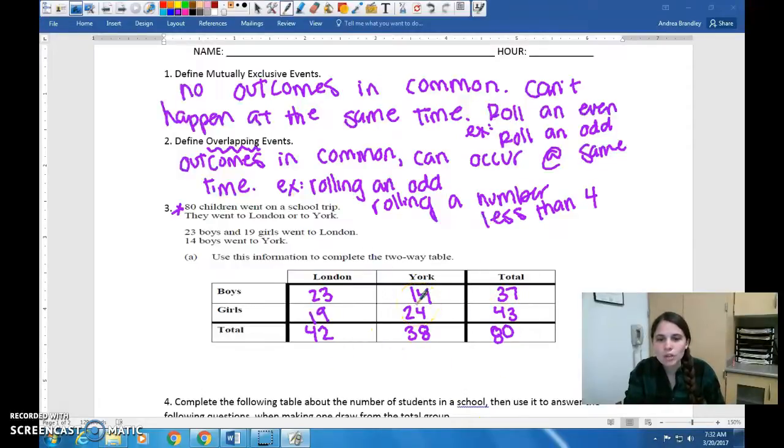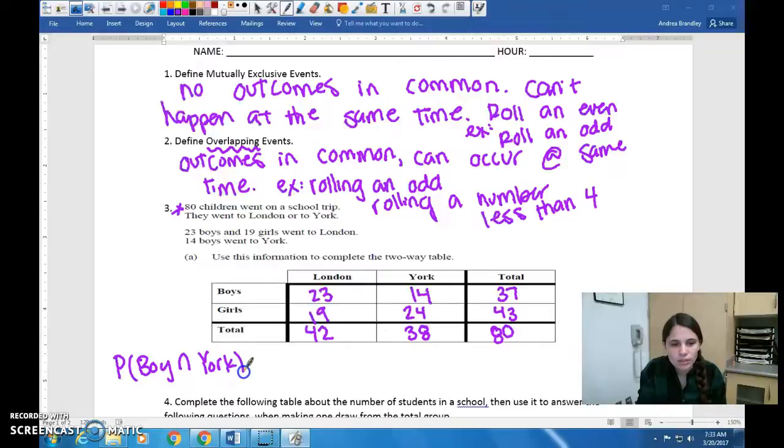Now I'm going to go ahead and find some different probabilities using this to explain why this overlapping event thing is so important. I'll start by finding an intersection. Let's find the probability of boy intersection York. We'll remind ourselves what this intersection means, and it means and. So the probability that we pick a boy and they went to York, so the person we pick is a boy and they went to York.